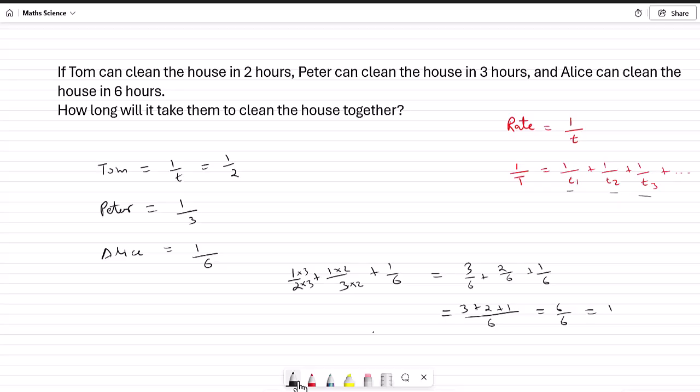And here we have 1, so even if we take the reciprocal of this, if we flip this, it's still 1, because 1 is equal to 1 divided by 1. So the time taken for all of them together would be just 1 hour.